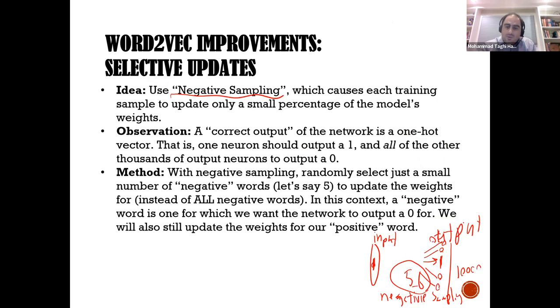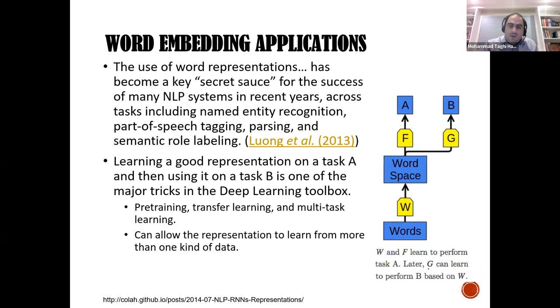So when you do this input-output thing, you just want to make sure that only one is one, and just five or six others are zeros. That improved the training time a lot. That's another thing that is mentioned also in the original work. And finally, this Word2Vec embedding has lots of applications.